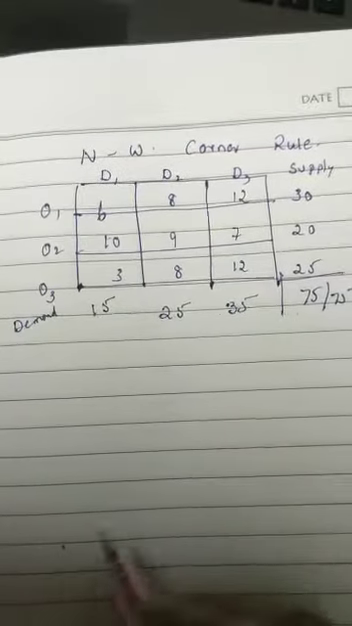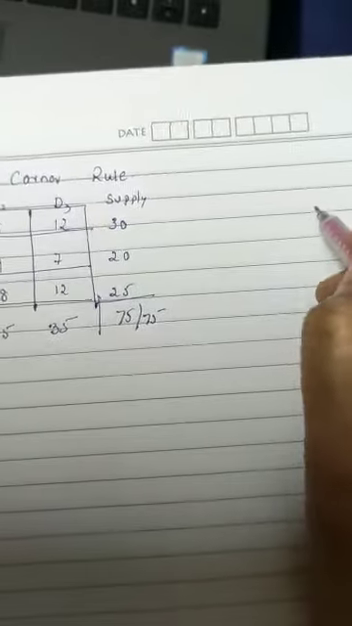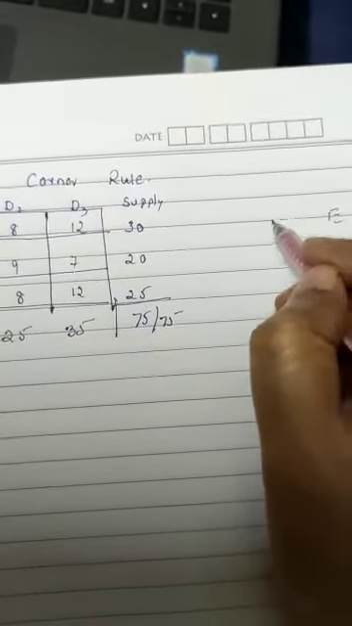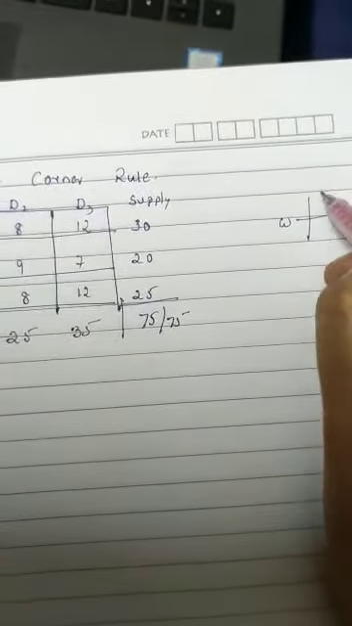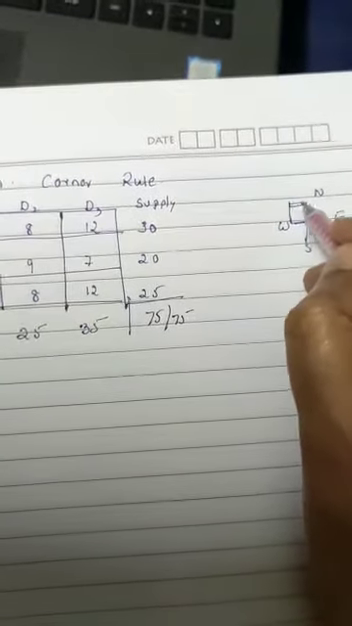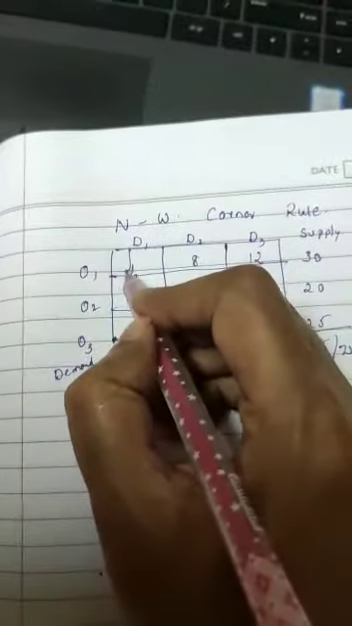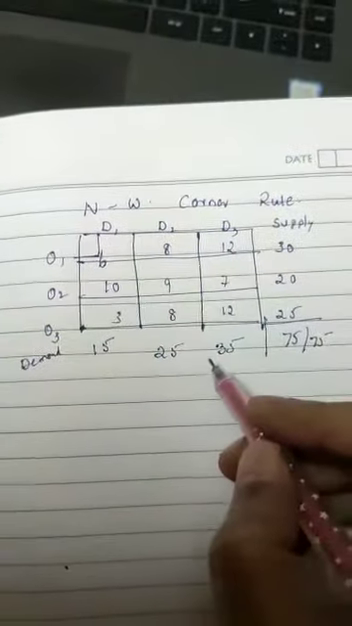In the northwest corner rule, first look at this. This is the east and this is the west. This is the south and this is the north. Northwest is the starting point, your top left corner. So this is the first one, the starting point.